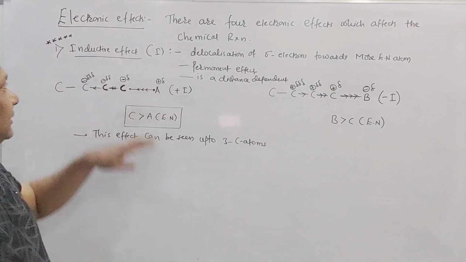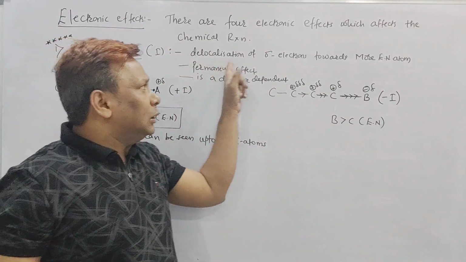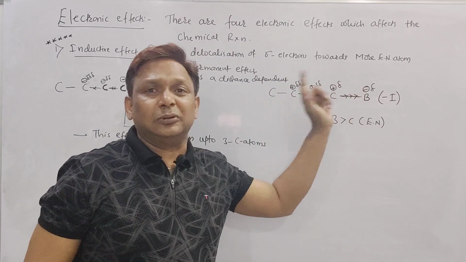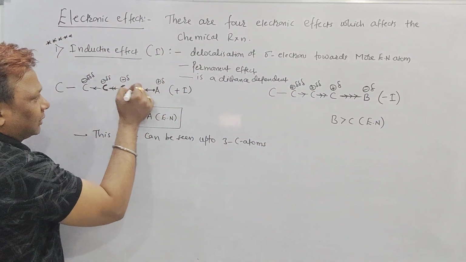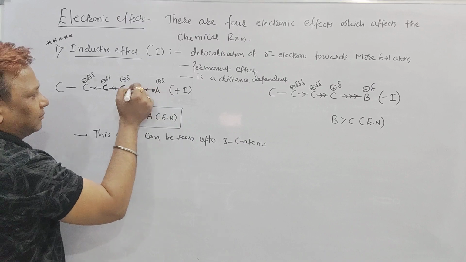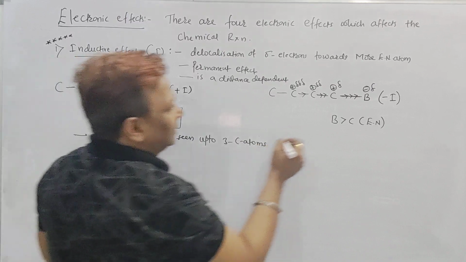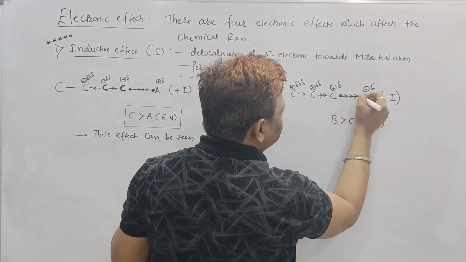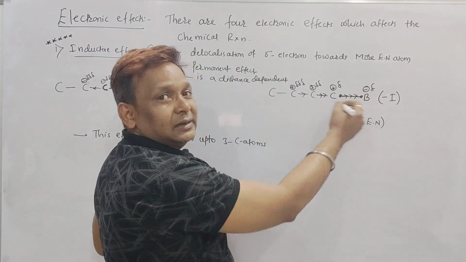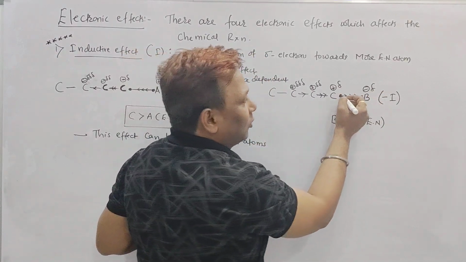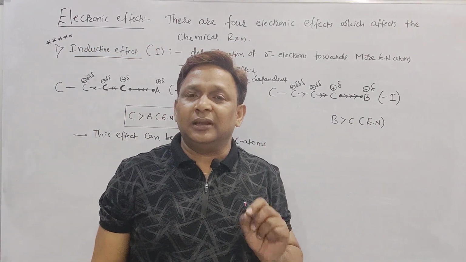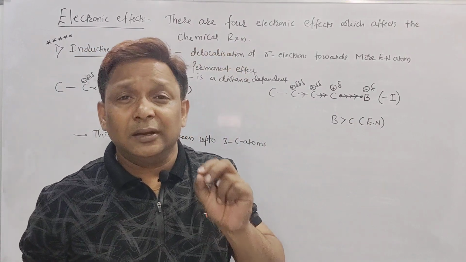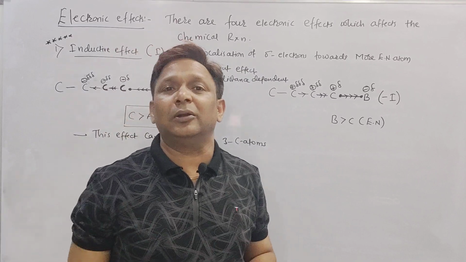So what is an inductive effect? Delocalization of sigma electrons. See, this electron which is shifting to here, what is this electron? These are the sigma bond electrons, meaning sigma electrons. Even this electron is going towards B. Which electron is it, sir? It is the electron present in the sigma bond, called a sigma electron. So in the inductive effect, we have only delocalization of sigma electrons.